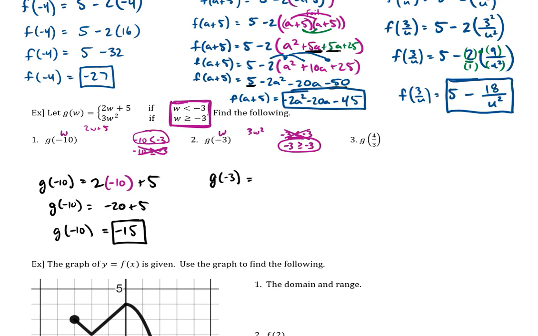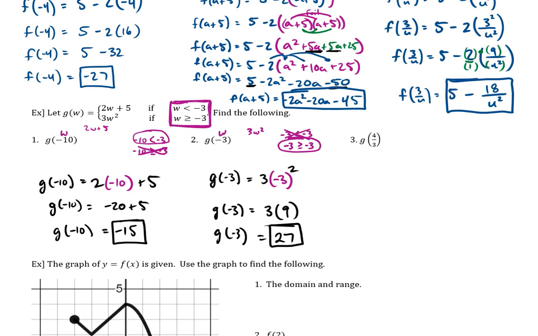So g of negative 3 would equal 3, and then plugging in the negative 3 into my w, and then afterwards I would square it. So it looks like that. Then from here, simplify. So we'd have 3. Negative 3 squared is negative 3 times negative 3, which would be positive 9. And then now we can finish it off. 3 times 9 is 27. So that's how that one gets evaluated.